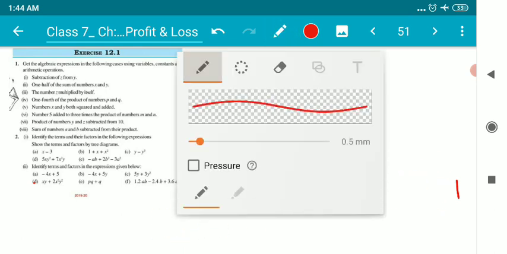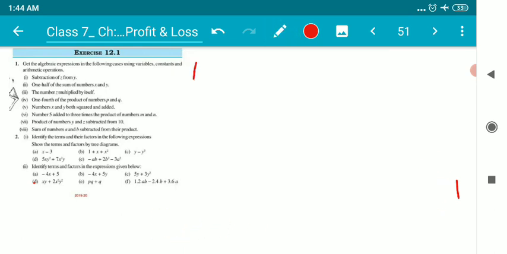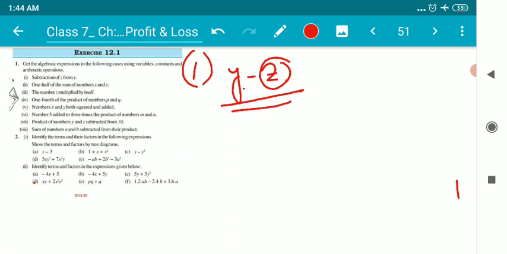So in this exercise we are given some statements, and we have to frame the expression. The very first question is subtraction of z from y. So z should be subtracted from y. So of course I'll write y minus z, because z was to be subtracted from y. So it is y minus z.